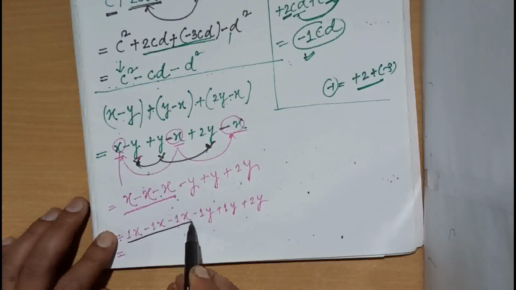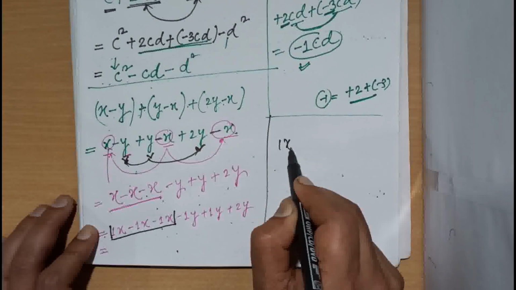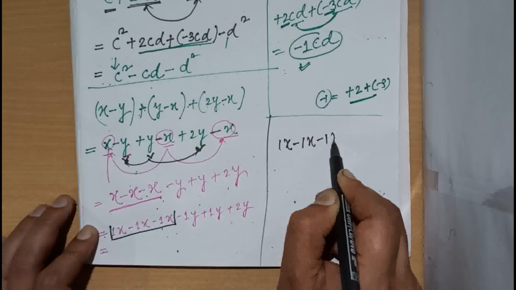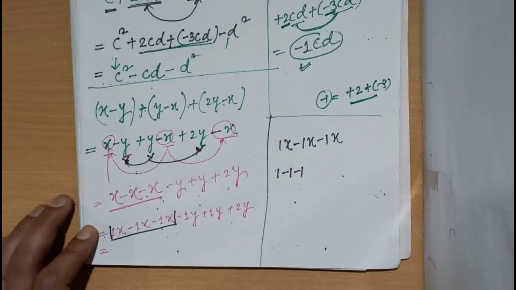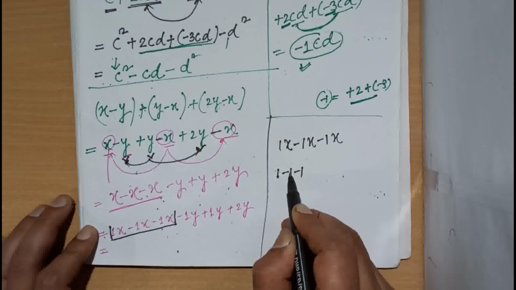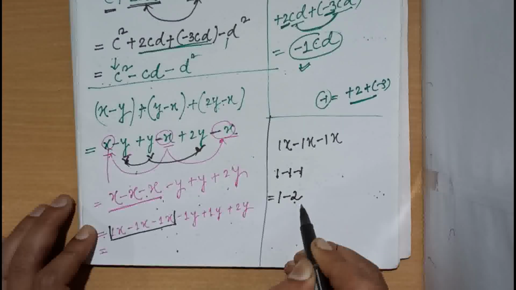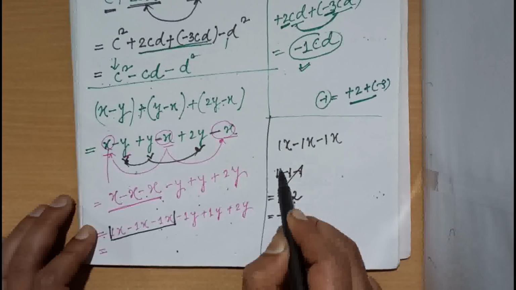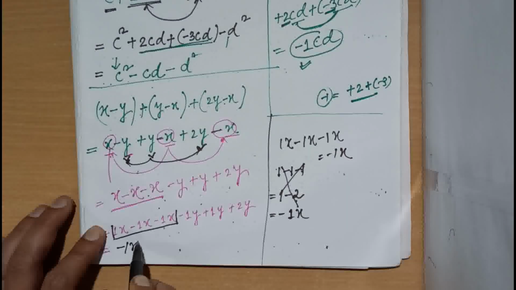These three are like terms, that is, you see here 1x, then minus 1x, then minus 1x. Since they are like terms, you have to add only the numbers: 1 minus 1 minus 1 will give you minus 2, and ultimately we are getting minus 1. So our answer is minus 1x. That means from here we are getting minus 1x.